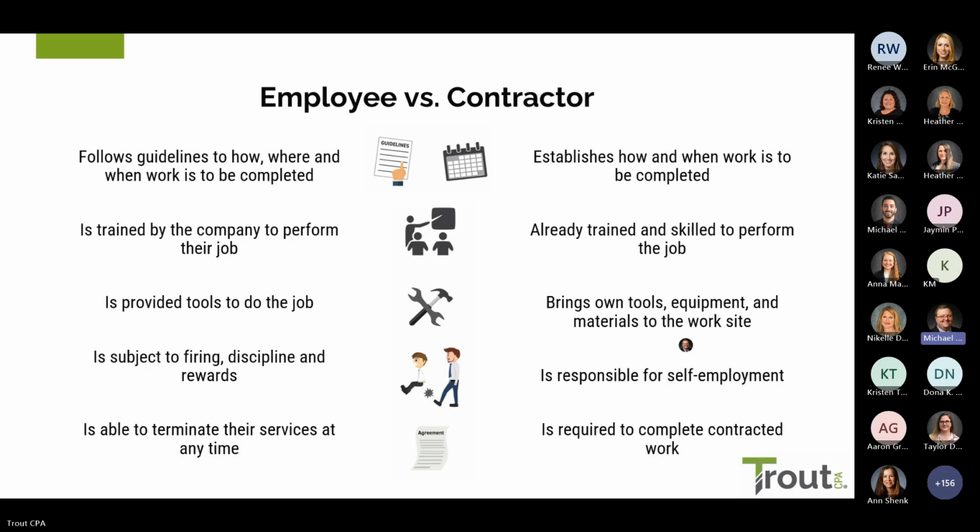An employee is subject to firing, discipline, and rewards. Contractors are responsible for their own self-employment. While there still can be discipline for non-completion or poor performance, it's not in the same vein as the employee-employer relationship. An employee is able to terminate their services at any time, whereas a contractor is required to complete contracted work.